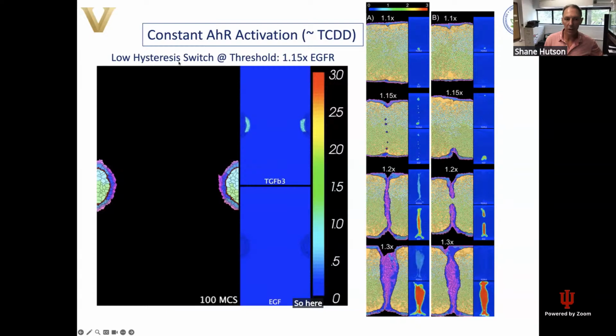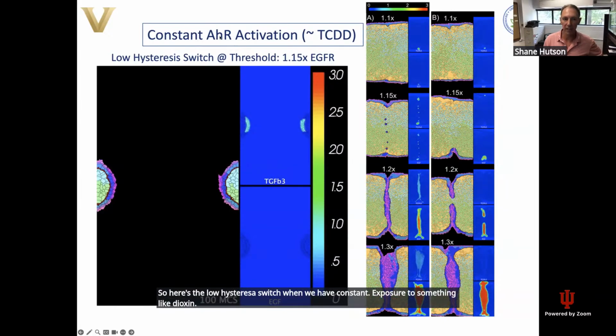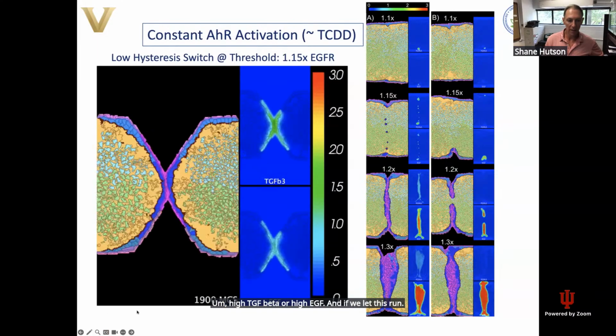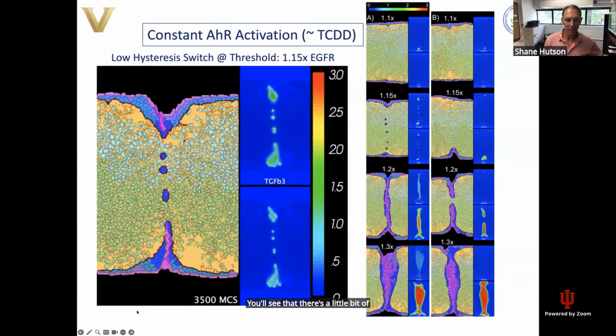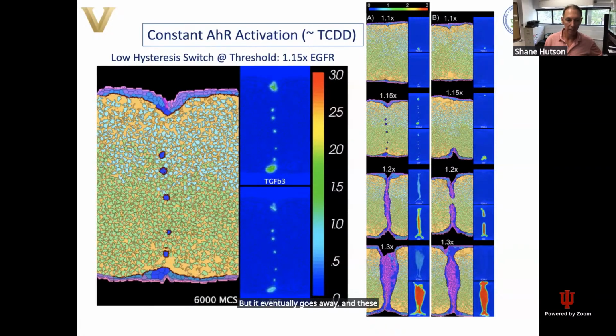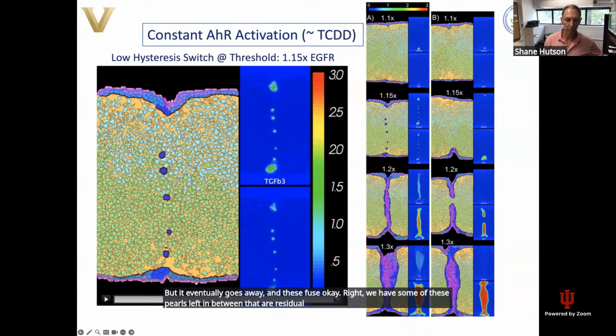So here's the low hysteresis switch, when we have constant exposure to something like dioxin, constant exposure that's leading to aryl hydrocarbon receptor activation. It's a pretty clean switch between high TGF-beta or high EGF. If we let this run, you'll see there's a little bit of delay in the disintegration of the seam, but it eventually goes away, and these fuse okay. We have some of these pearls left in between that are residual for a bit there.